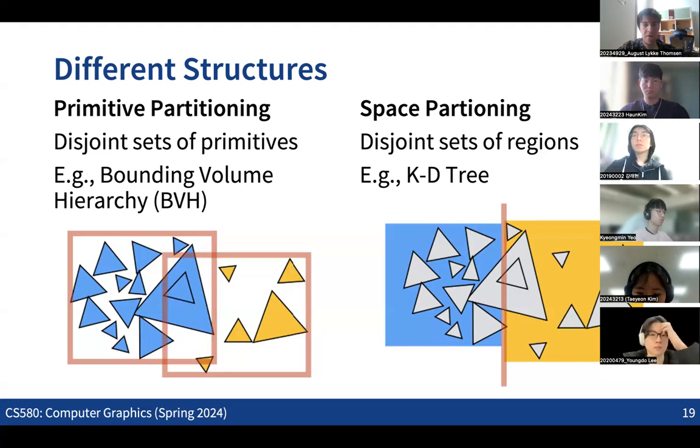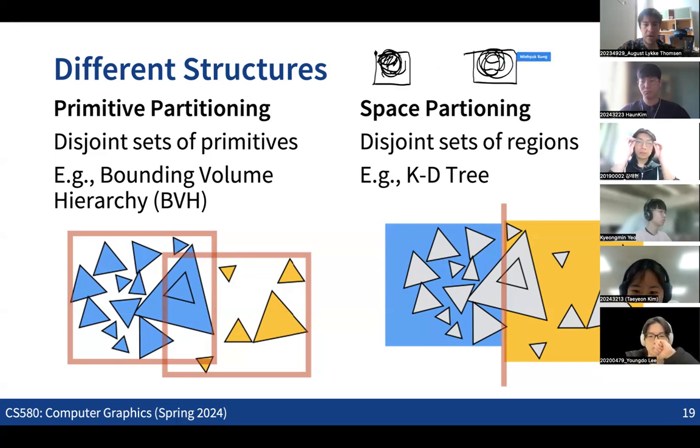Yeah, so there might be many special cases where one can be better than the other. For example, as someone also mentioned, if we have two very disjointed sets of primitives, like one set on the left hand side and the other set on the right hand side, it can be more efficient to have these two bounding boxes instead of partitioning the space, right?